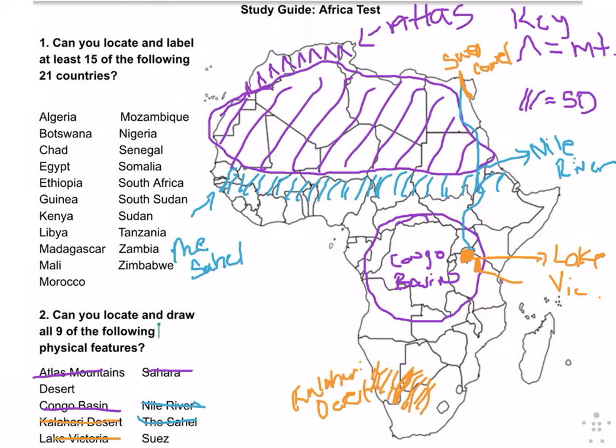So this right here, it's like a little mountain peak. It's kind of ugly. Let's do it in a different color. Let's do green. So I'm going to point this out. Mount Kilimanjaro.